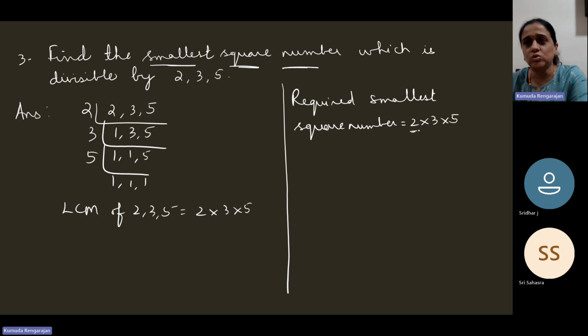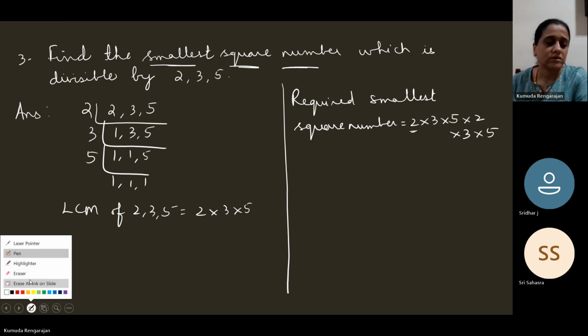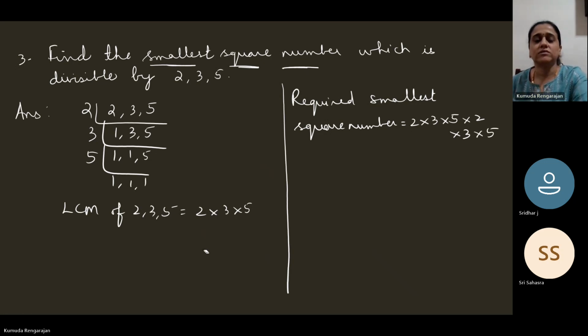Now there's only one 2. You need another 2 to make it 2 squared. So you should multiply by 2. There's only one 3. You need another 3 to make it 3 squared. Okay, so multiply by 3. And there's only one 5. You need another 5, so that it becomes 5 squared. The LCM is 2 into 3 into 5.